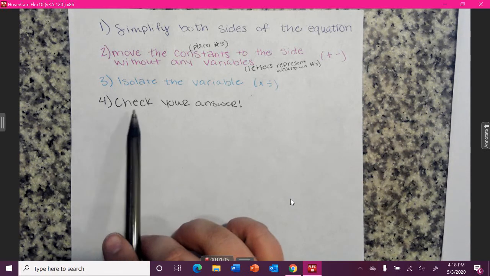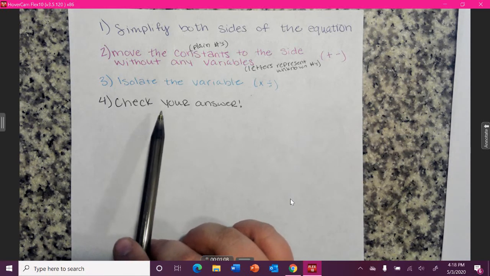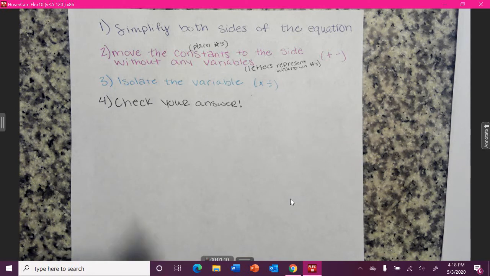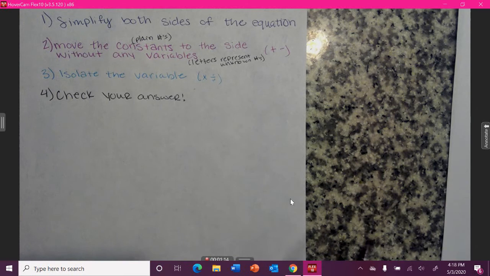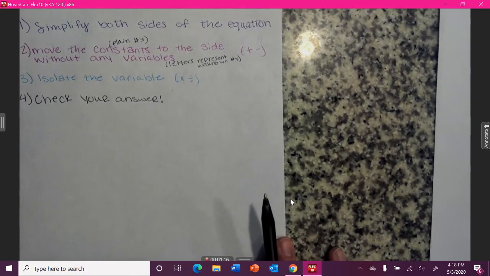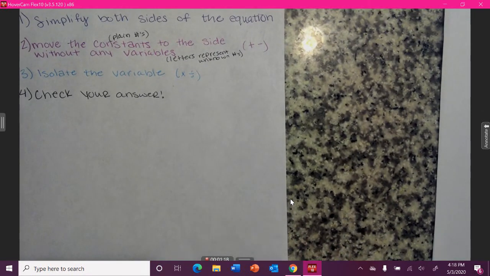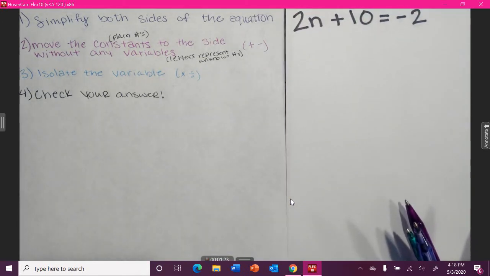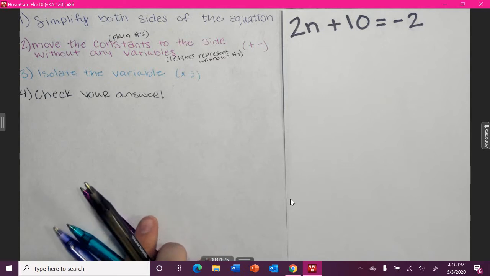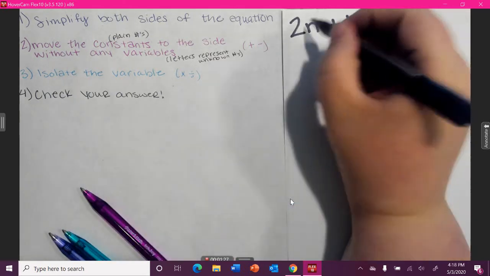And then our last step is we're going to actually use what we found to check our answer and make sure that's correct. We'll look at 3 examples, and we'll use these 4 steps to make sure that we've solved the equation. Our first example, we'll solve for the letter n, that's our variable.